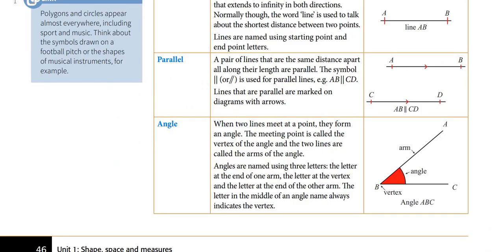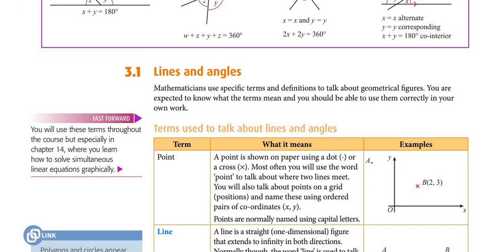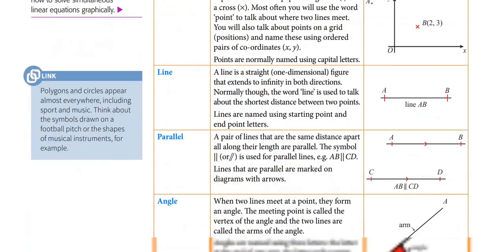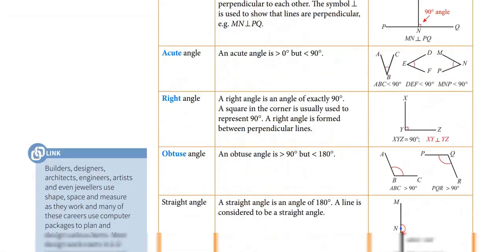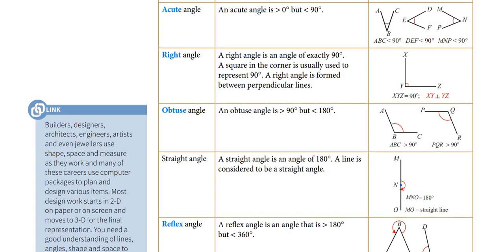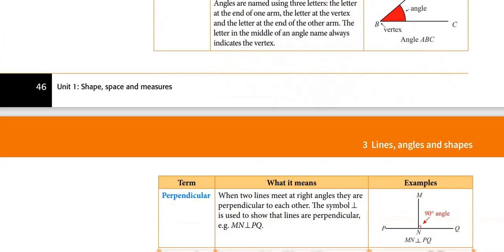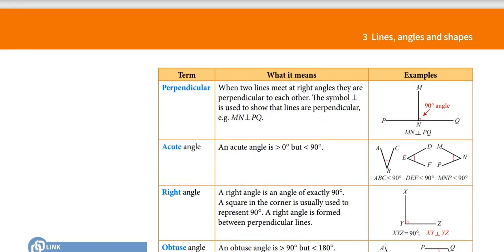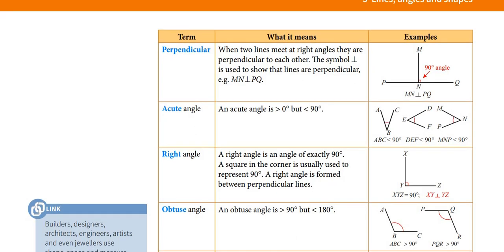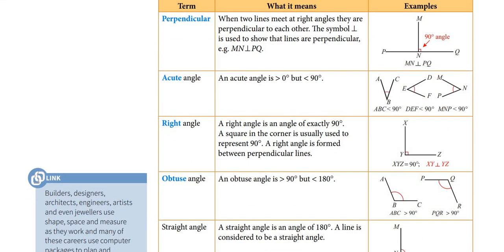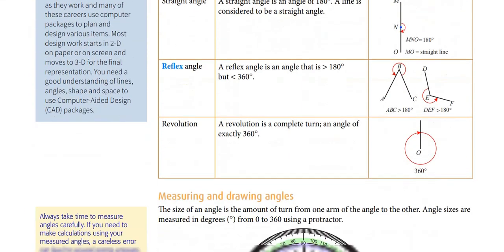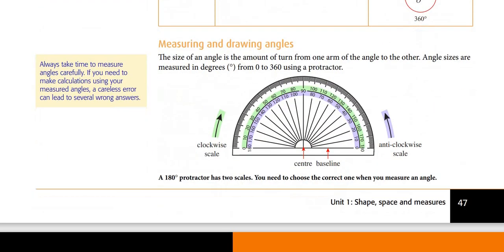We continue with the book. Here also you have some definitions, angle and other definitions. What are perpendicular lines? Okay, when two lines meet at right angles. Okay, read this out loud with the teacher and discuss it. Acute angle, right angle, obtuse angle. Okay, straight line. What is a revolution?